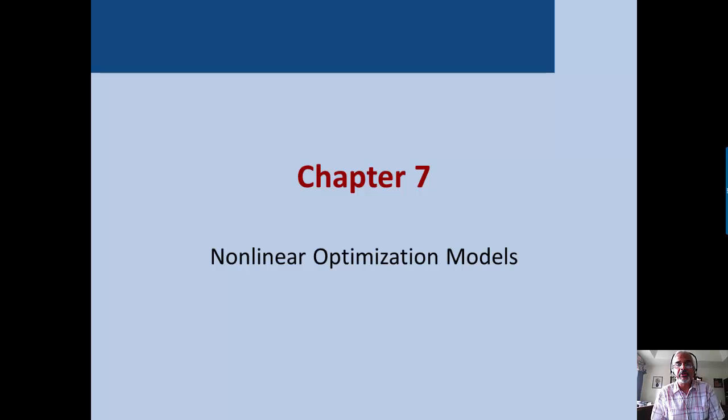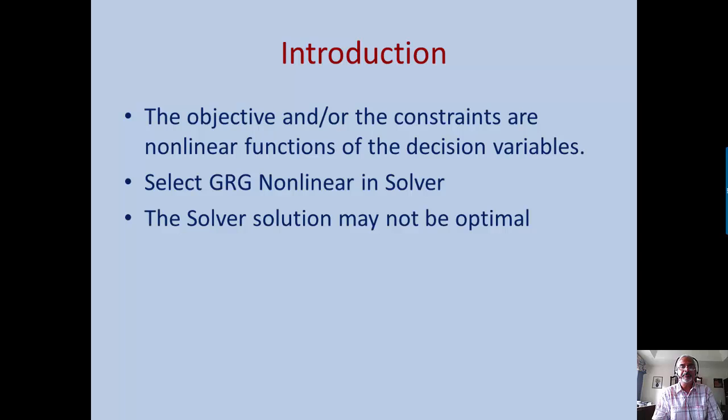Okay, the next chapter is chapter 7, nonlinear optimization models. So what is nonlinear optimization? Well, the objective and/or the constraints are nonlinear functions of the decision variables.